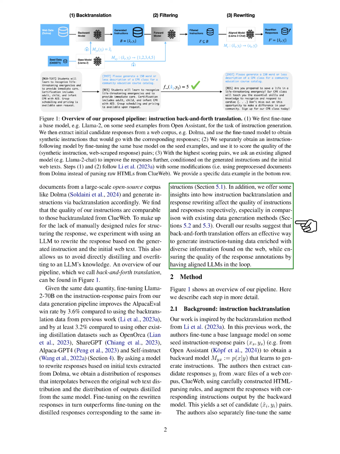Overall, our results suggest that back-and-forth translation is an effective way to generate diverse and high-quality instruction tuning data, leveraging the strengths of aligned LLMs. In the following sections, we will detail our pipeline and the background of instruction back translation, inspired by previous work that fine-tunes a base language model on seed instruction response pairs to create a backward model for generating instructions.